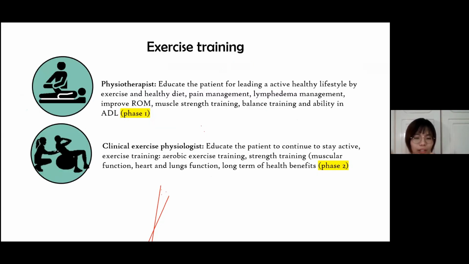Okay, so when the patient is already okay from the physiotherapy part, if the patient goes to exercise training, such as going to the gym or a personal trainer, that is considered phase 2. In phase 1, with physiotherapy, we need to educate them on an active, healthy lifestyle. We do pain management, lymphedema management, improve range of motion, muscle training, balance, and ability for active daily living. That is done in phase 1.